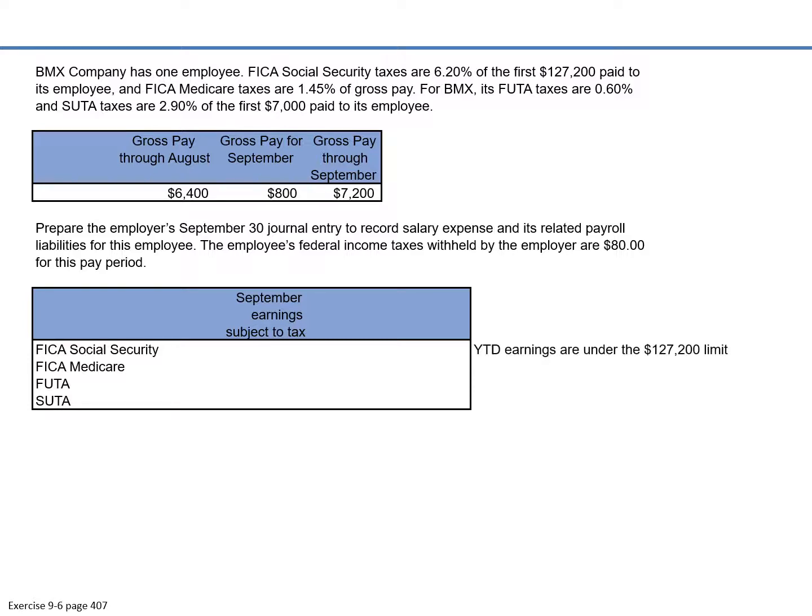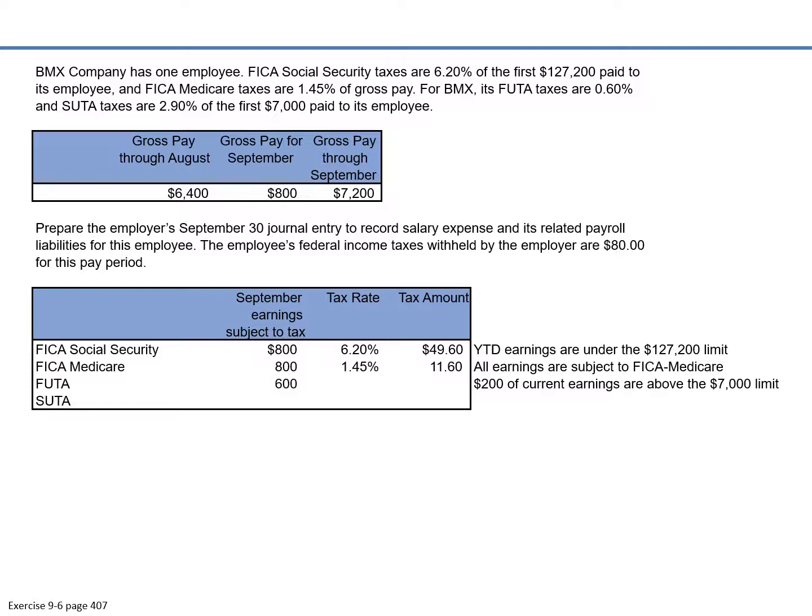So FICA is 6.2%, and the first $127,200 paid to the employee are subject to that 6.2%. So all earnings for September are subject because gross pay through August was only $6,400. So $800 times 6.2%, $49.60. Medicare is all wages. So all $800 for September are subject to the 1.45%.